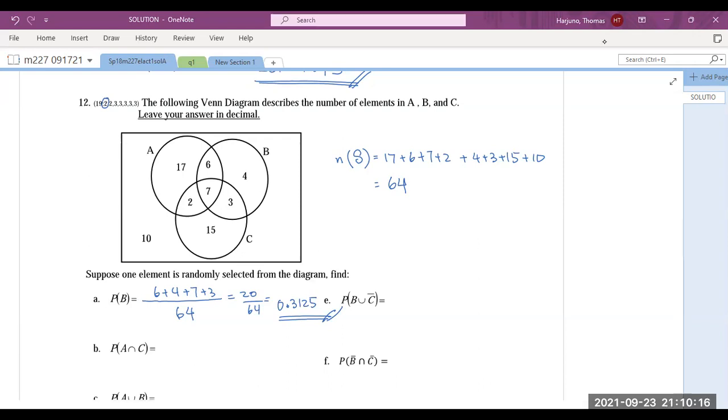Oh, okay. Now, how about part B? The probability of getting an element who is in A and C at the same time.